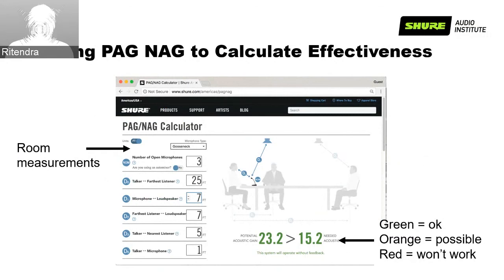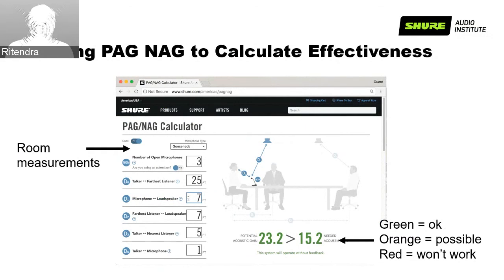So if you're having questions in your mind whether our ceiling array microphone can do the voice lift or not, we recommend to go to this tool and enter all the values. For example, number of open microphones, talker to farthest listener, microphone to loudspeaker, and it will give you the calculation of potential acoustic gain and needed acoustic gain. You should always have potential acoustic gain higher than the needed acoustic gain. Then only you can do the voice lift.